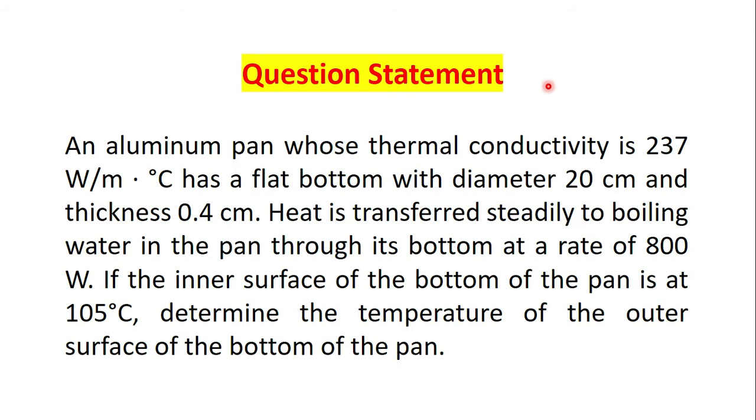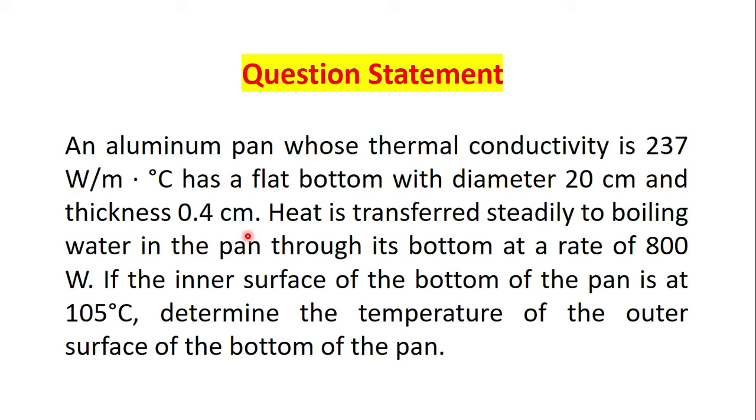In this question statement, we have to determine the temperature of the outer surface of a particular body. First of all, let me just read the question statement. An aluminium pan whose thermal conductivity is given, which is 237 watt per meter per degree centigrade, and which has a flat bottom with a diameter of 20 centimeters and a thickness of 0.4 centimeters.